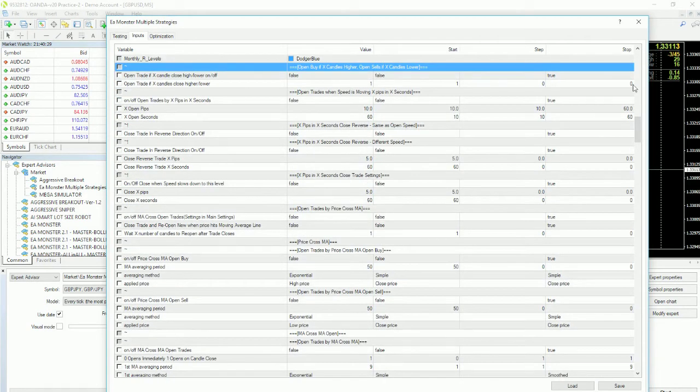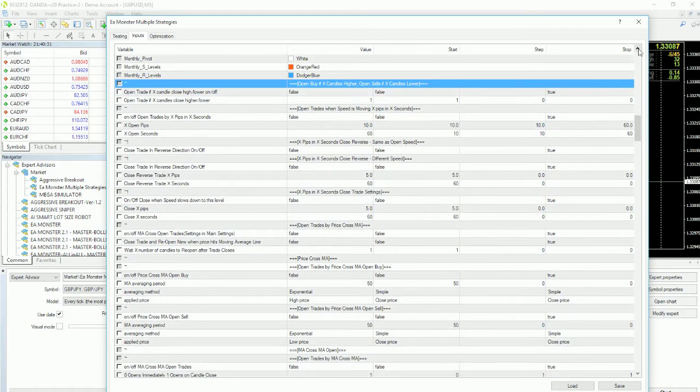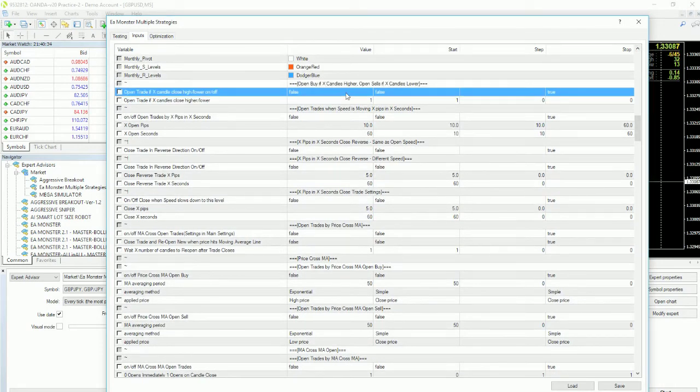Okay. Here we go. Open buy if X candles higher. Open sell if X candles lower. This is consecutive candles.